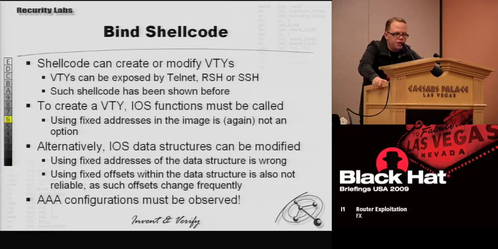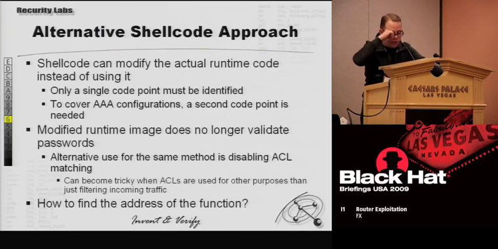That shell is called VTY, Virtual Terminal, on Cisco iOS, and it has been shown before. However, there are two different ways to do it. Either you call a function, which you need to find, or you change a data structure, which is not going to be stable, and the data structure is not going to be on the same address all the time. So an alternative approach is modifying the runtime code, modifying Cisco iOS itself in runtime. It's easier because you only need to find one code point instead of a couple of code points that you call. You find one code point that you're going to modify.